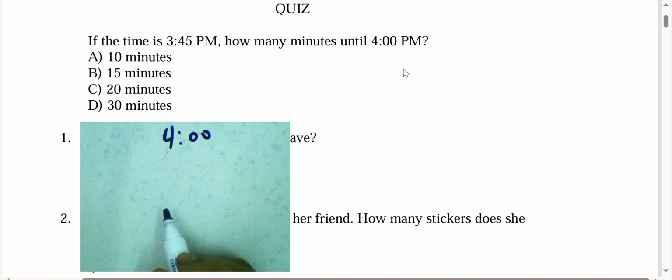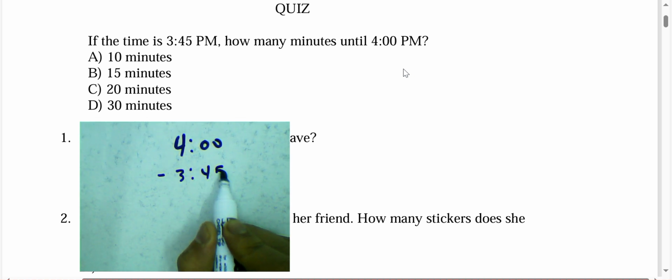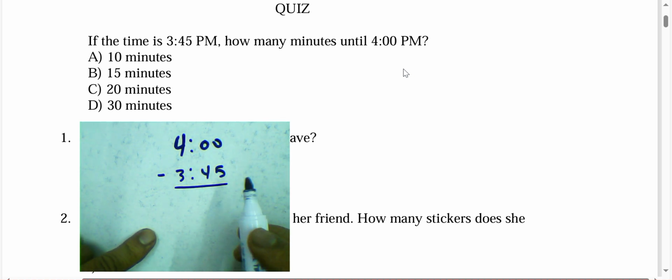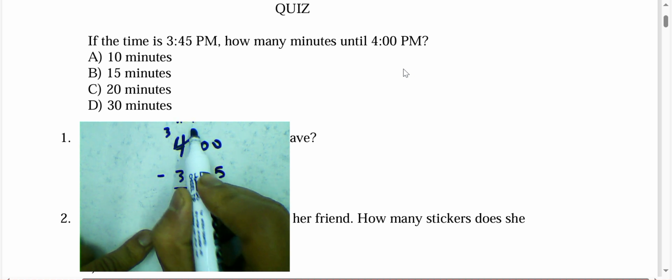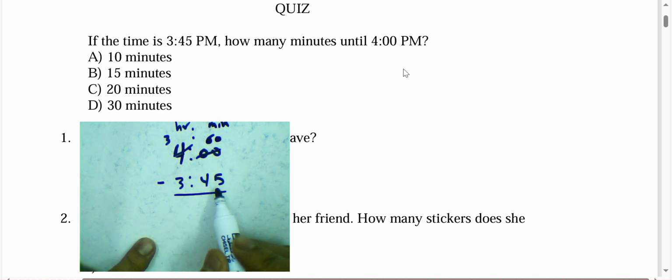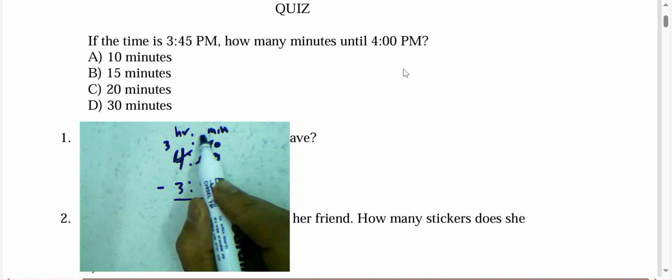4 hours subtract 3 hours and 45 minutes. We know 0 minus 45 we can't do, so you must borrow 1 from 4, it will be 3. Borrow 1 hour. 1 hour equals 60 minutes. Then 60 minus 45 equals what? 0 minus 5 we can't do, so you must borrow 1.